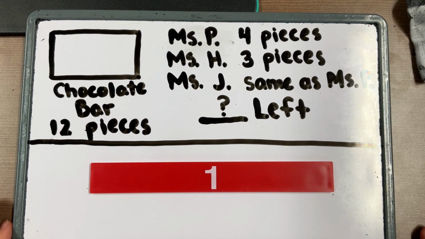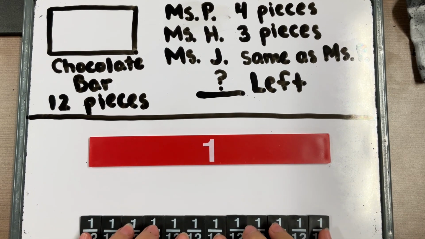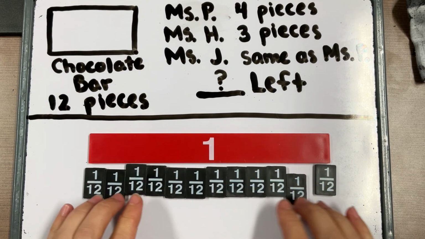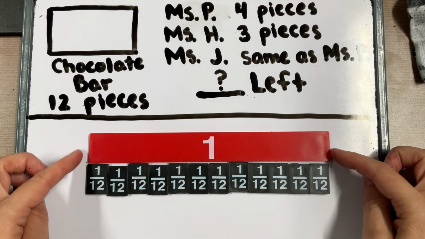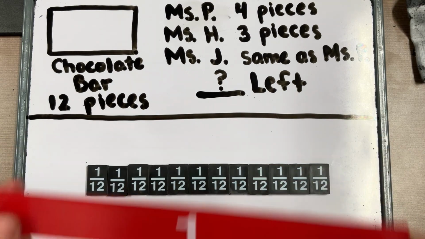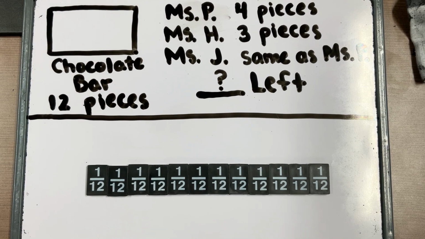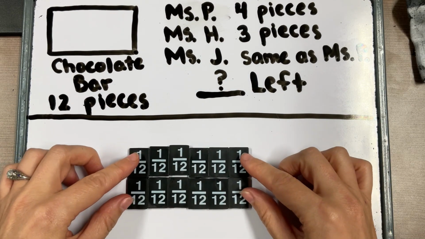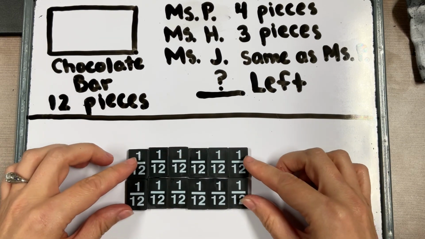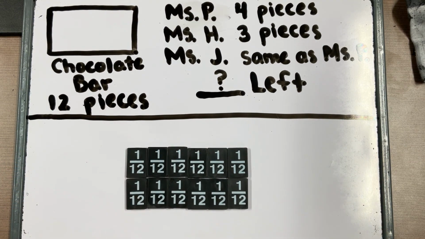Okay, let's see how you did. I know that I'm going to need 12ths because the chocolate bar was broken into 12 pieces. So I have all 12 of my 12ths that match my whole chocolate bar, all chopped up into pieces. I could even arrange them this way if I wanted to make it look like a real chocolate bar, because a chocolate bar is not that long and skinny usually. It usually looks more like this.